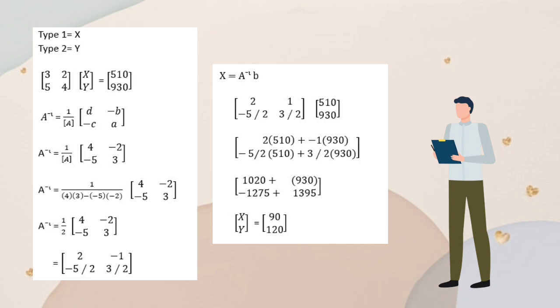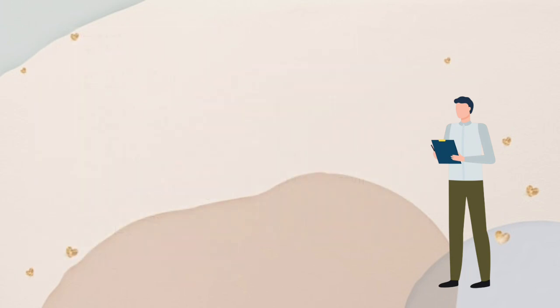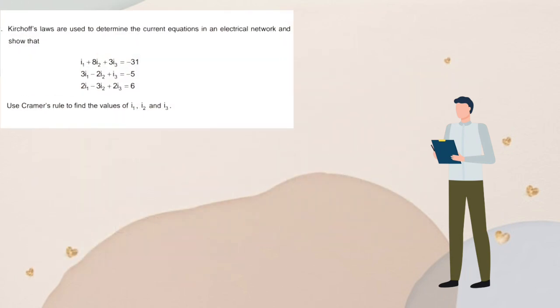The result will get 1020, 930, 1275 and 1395. The last step is that the results should be added to get the price of each type of cement, and we'll get the price of the first type of cement is 90 and the second cement is 120. Question 1 complete. Let's go to question 2.